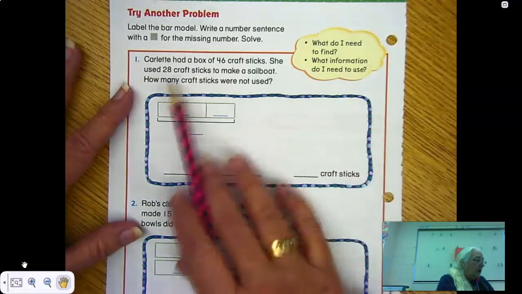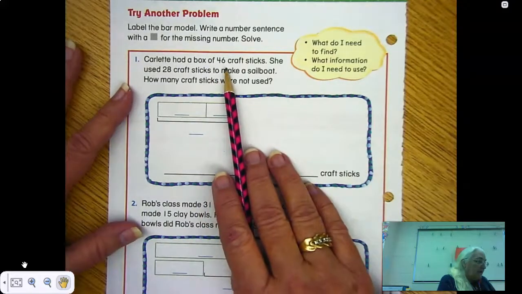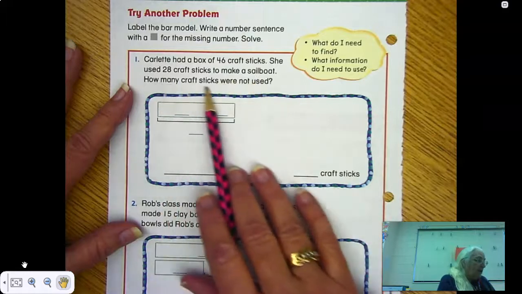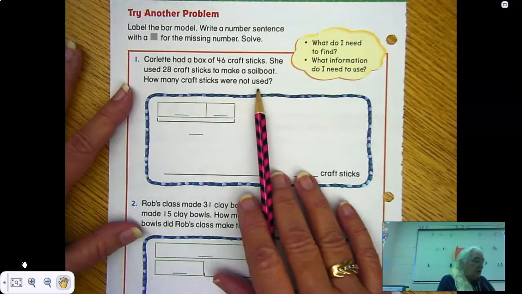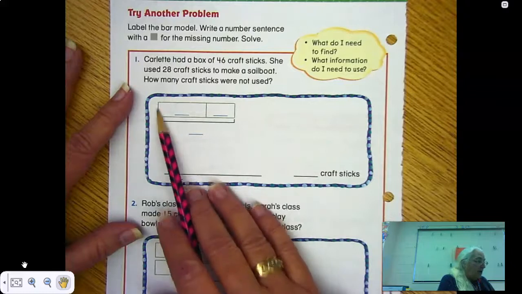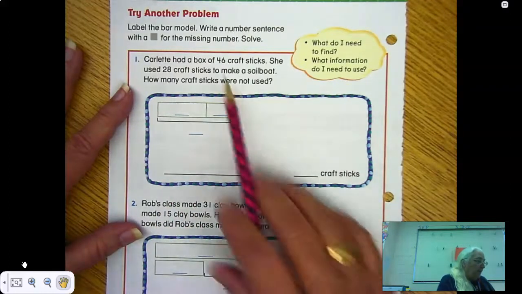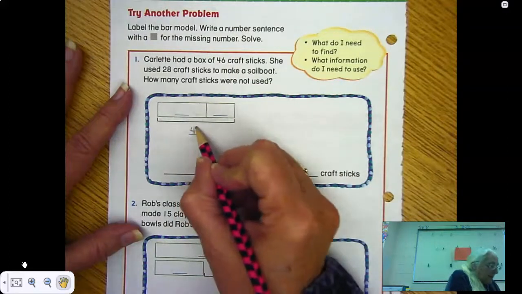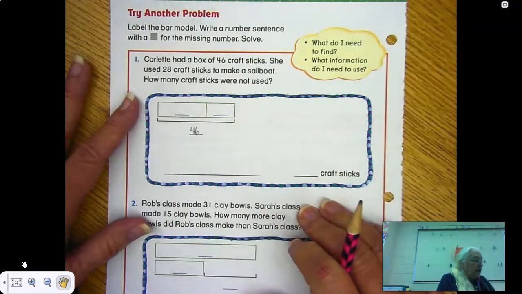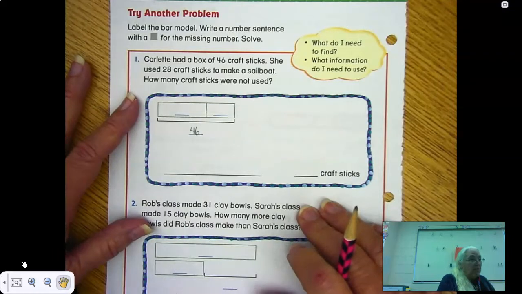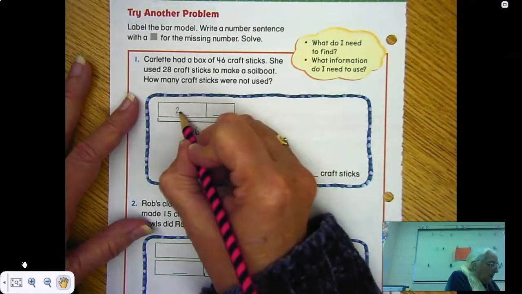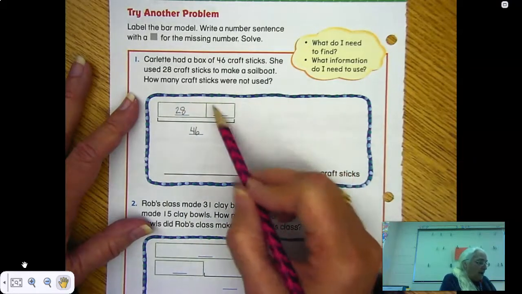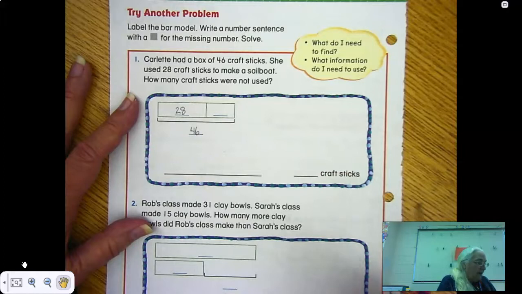Okay, Carlette had a box of 46 craft sticks. She used 28 craft sticks to make a sailboat. How many craft sticks were not used? Okay, well, I know that we started out with a whole number. That's what they told me. She had a box that had 46. That's the whole amount. And she used 28, so she used part of the box. So one part is 28. And how many craft sticks were not used? That is an unknown answer.